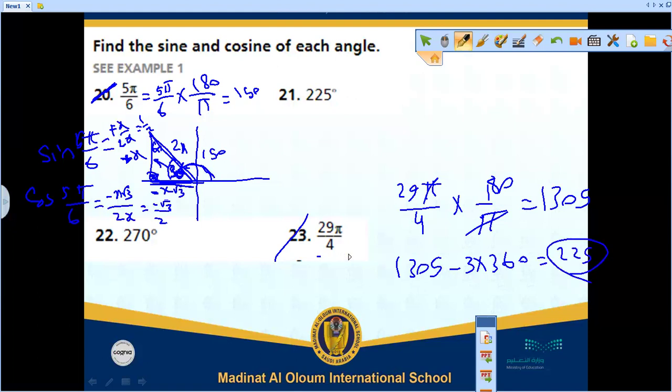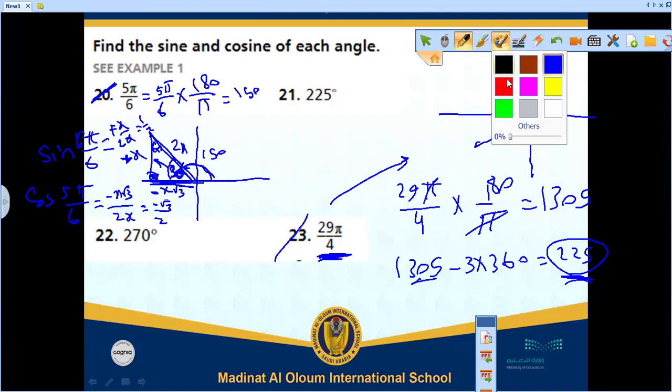Now I make this one the coterminal to this angle. If the angle is big, you keep subtracting 360. Then I draw the triangle. What is 225? The third quadrant. Now, how can I draw the triangle? Yes, like this one. Okay.